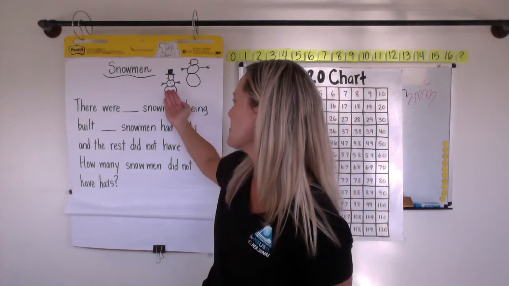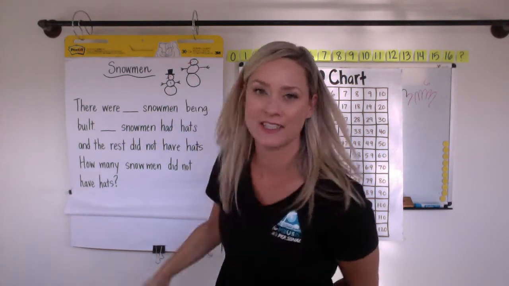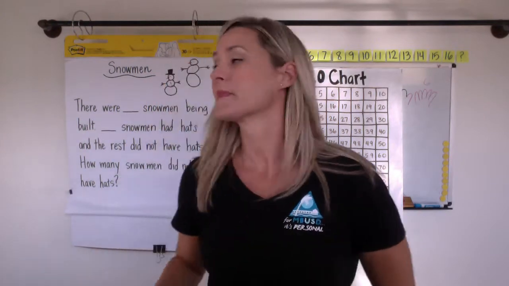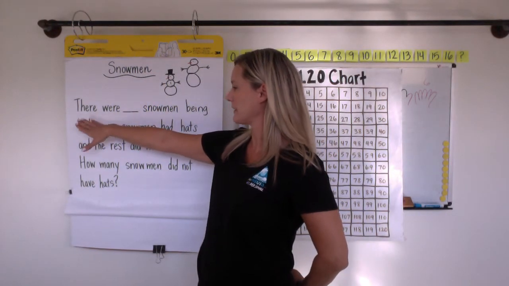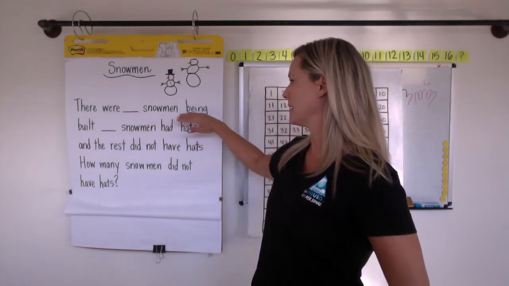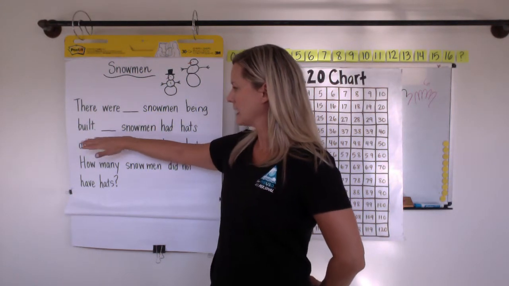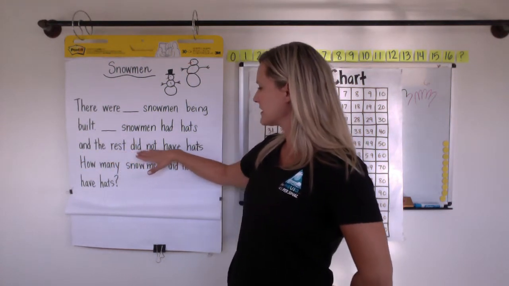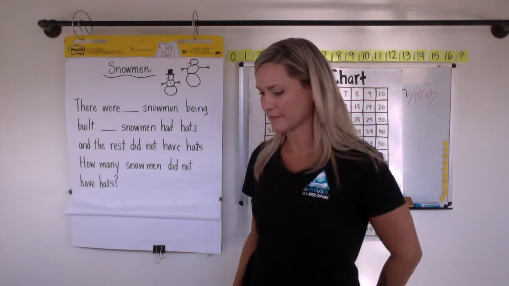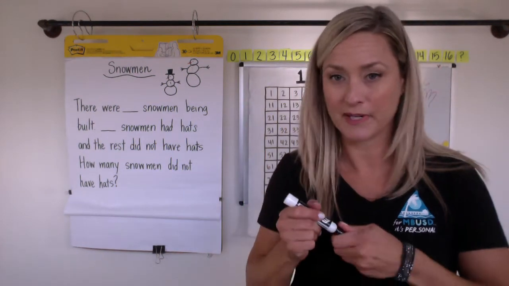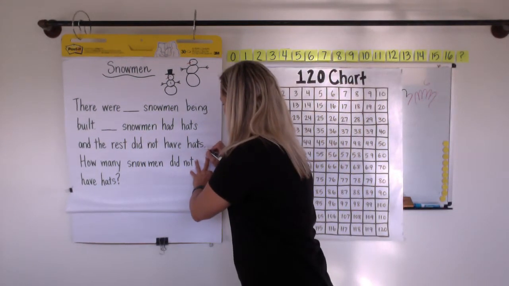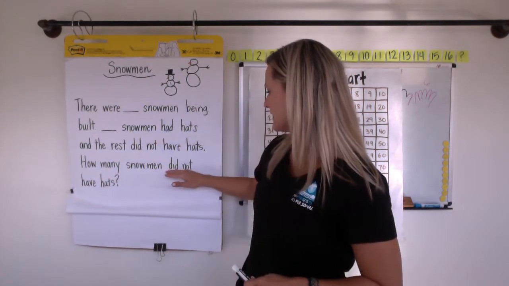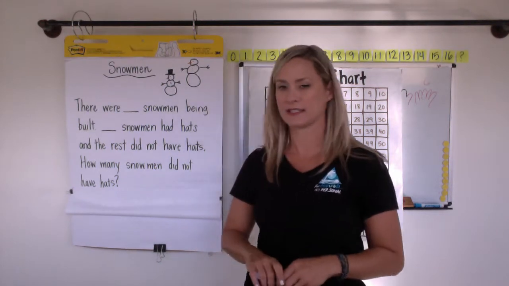Okay, so we've got some snowmen here. We've got a snowman here with a hat and one that is not wearing a hat. And that is what our story is about. So, here we go. Read it with me. There were snowmen being built. Snowmen had hats, and the rest did not have hats. Look at me. I'm going to revise. There we go. How many snowmen did not have hats?